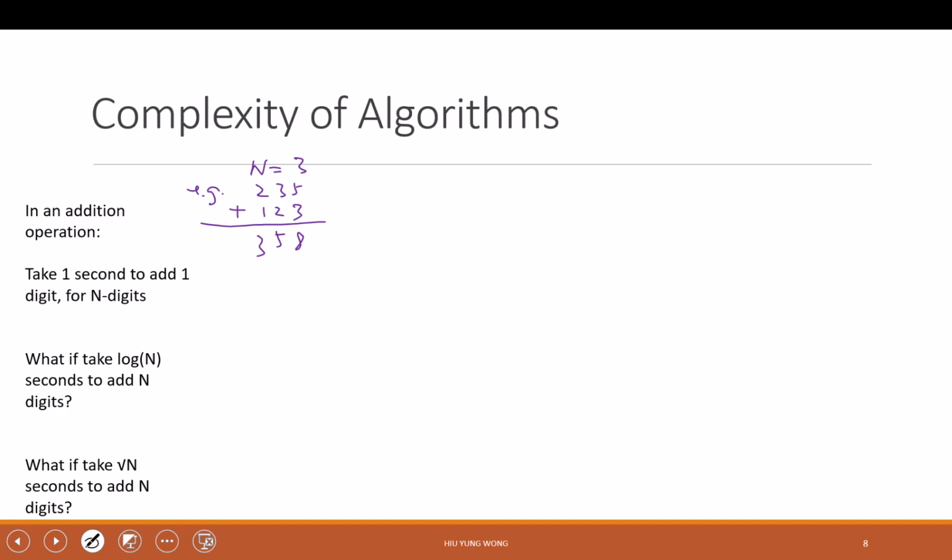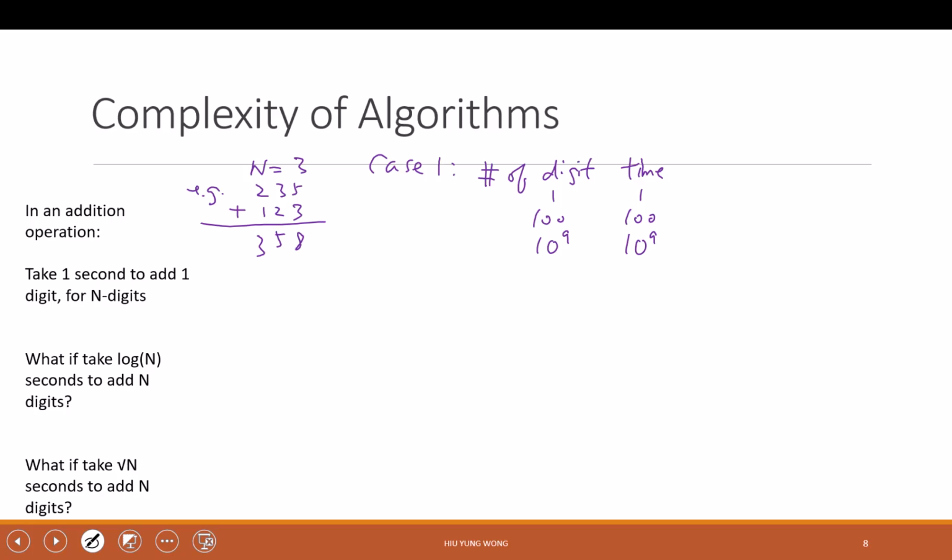So it means that, case 1, if I try to write the number of digits and then the time I need. If n equals 1, then I have 1 digit, then I need 1 unit of time. If I have, let's say, 100 digits, how much time do I need? 100. If I have 1 billion digit addition, how much time do I need? 1 billion units of time, right?